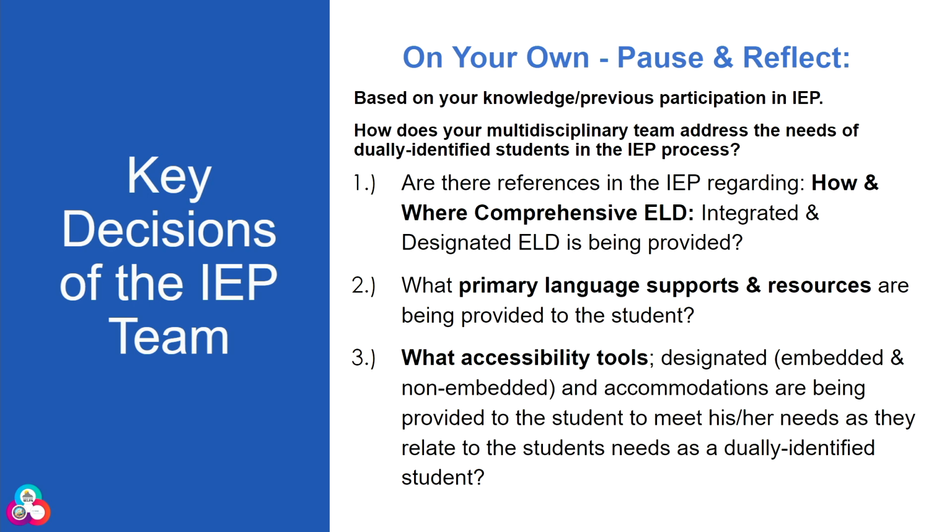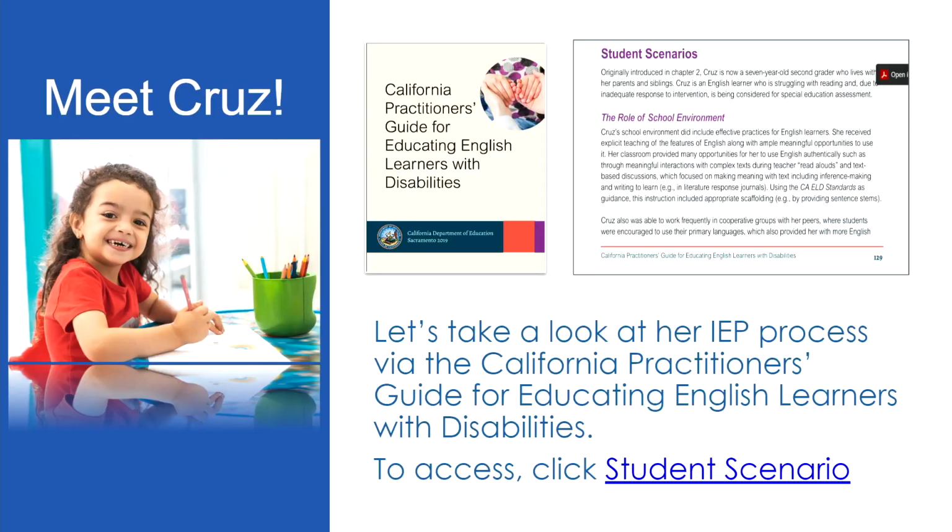Where are the references in the IEP regarding how and where comprehensive ELD is provided? What primary language supports and resources are being provided to the student? What accessibility tools, designated, embedded, and non-embedded, and accommodations are being provided to the student to meet his or her needs as they relate to students who are dually identified? Again, the 3 key decisions that are the jurisdiction of the IEP team in relation to dually identified students.